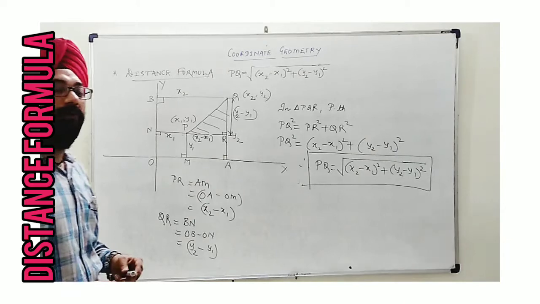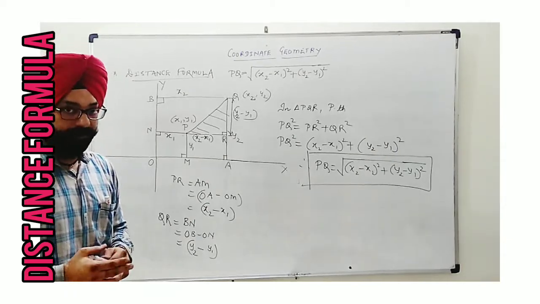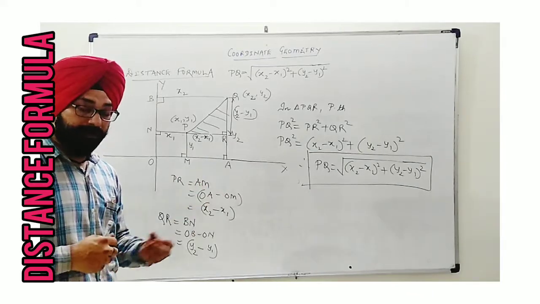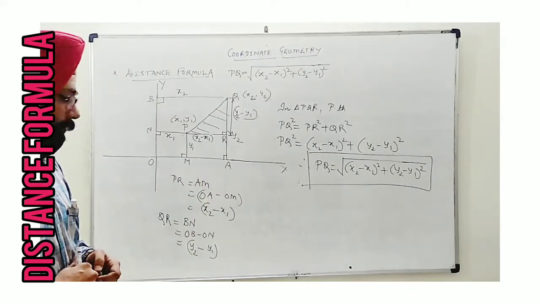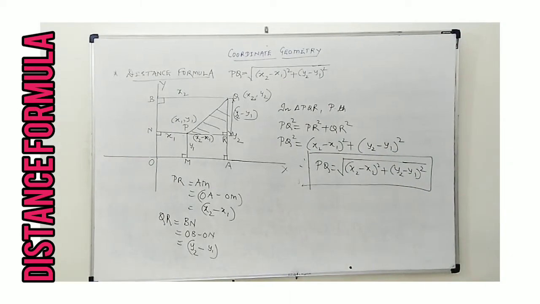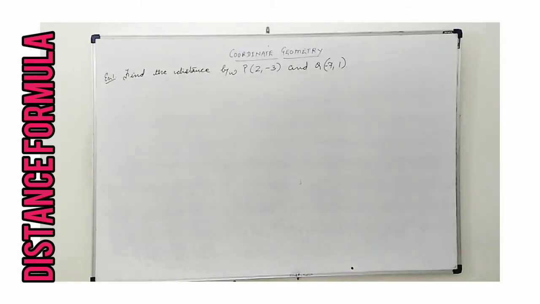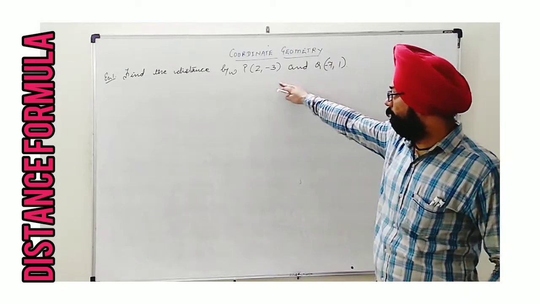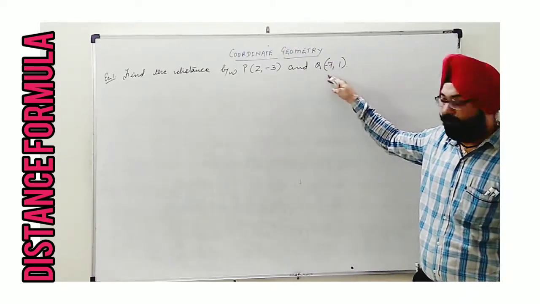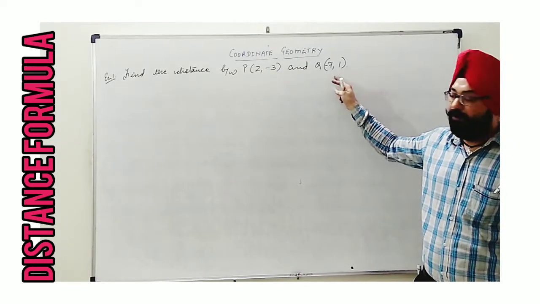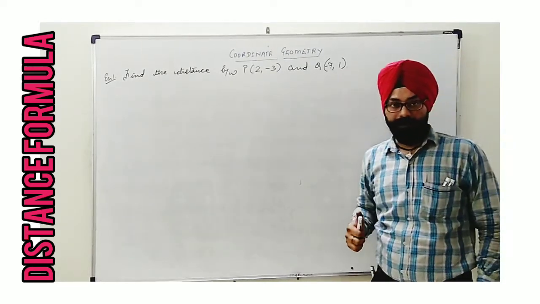So this is the first theory in coordinate geometry this year in 10th standard. We will see a few examples to show the application of the distance formula. Let's start. As the first example I have taken: find the distance between the points P(2, -3) and Q(-7, 1). We are given the coordinates, we need to find the distance between them.